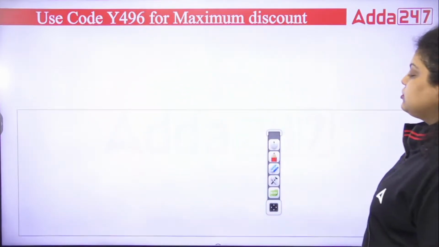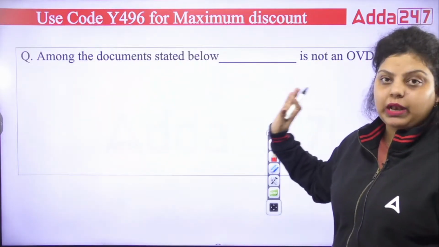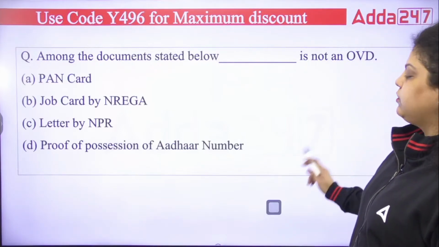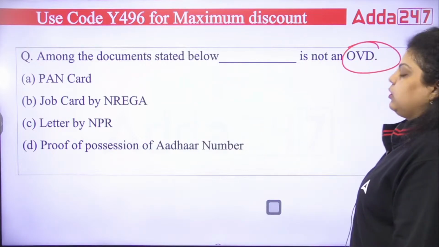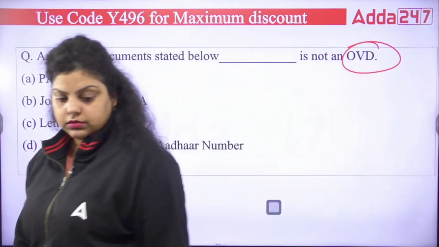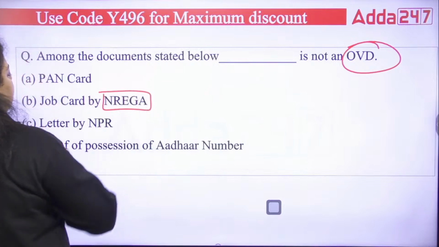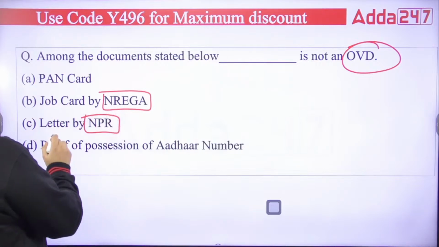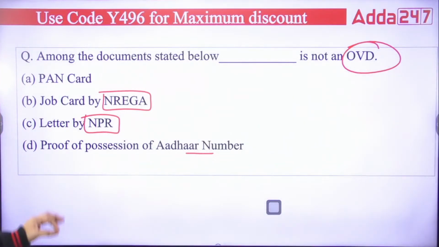Now the next question is talking about the documents stated below, dash is not an official valid document. First of all, there are 6 official valid documents, and out of these options, which of the following is not an official valid document? OVD means official valid document, which is required for KYC purposes. Now, PAN card, job card by NREGA, NREGA is the National Rural Employment Guarantee Act. Letter by NPR, NPR is the National Population Registry. Proof of possession of Aadhaar number. So out of these 4, which is not an official valid document?